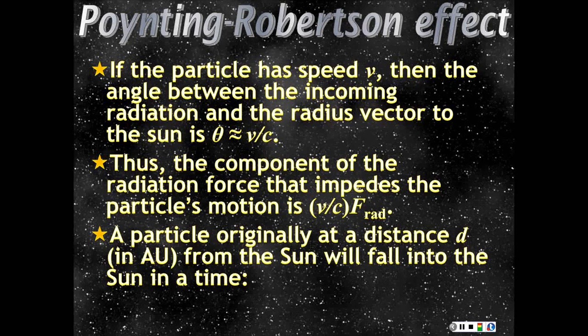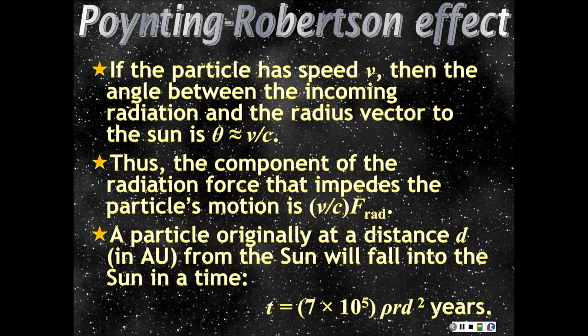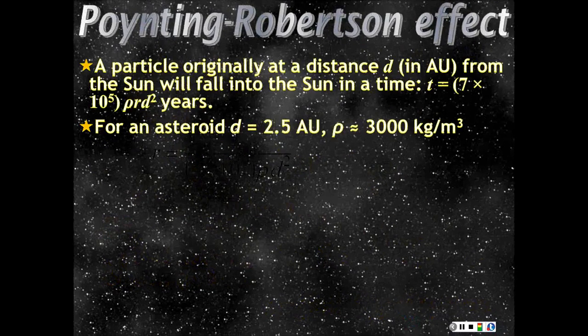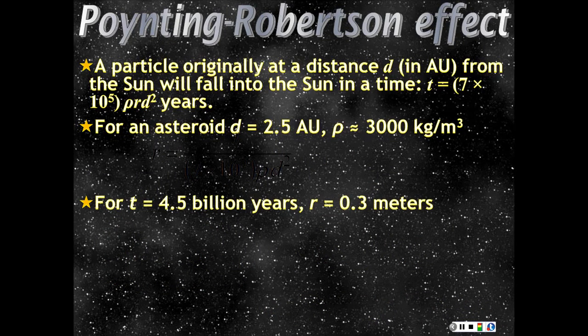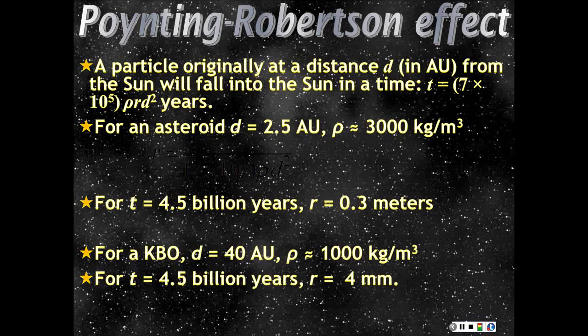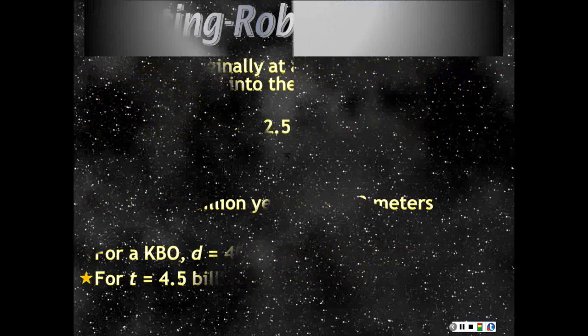The particle is originally at distance d, and you can come up with this, I'm not going to derive it, that the time in years for it to fall into the sun is given by this factor times the density, the radius, and the original distance squared. And so you can put in some numbers. If you've got an asteroid at a distance of 2.5 AU with a rocky density, and the age of the solar system is about 4.5 billion years, then up to about 1/3 of a meter, things will have had time to spiral into the sun. Whereas for a Kuiper belt object at 40 AU and a much lower density, for the age of the solar system the size is about 4 millimeters, and so those things will have fallen into the sun.